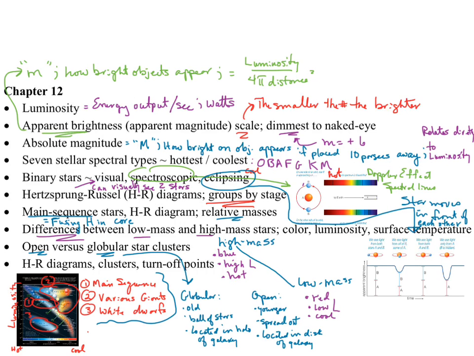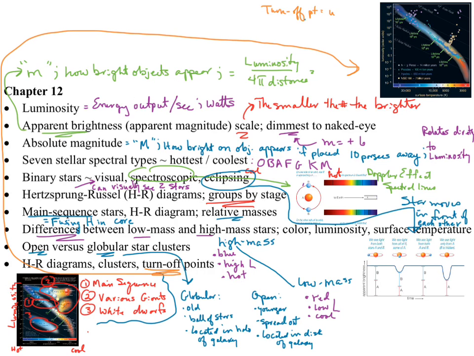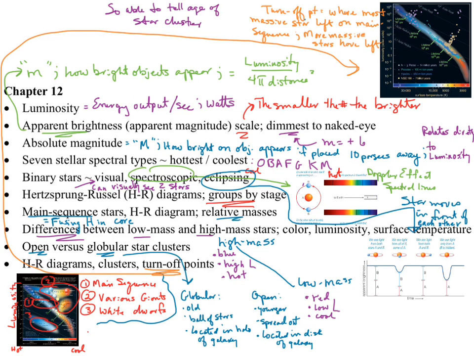Then the last one, using HR diagrams. If you put a whole cluster of stars on an HR diagram, and for this one, each color represents a different cluster of stars, then you have a different turn-off point. Remember that high mass stars live their lives a lot more quickly, so they will peel off of the main sequence before the low mass stars. So you end up with what's called a turn-off point. The turn-off point is where the most massive star left on the main sequence is, and we can tell how old a cluster of stars is that way.